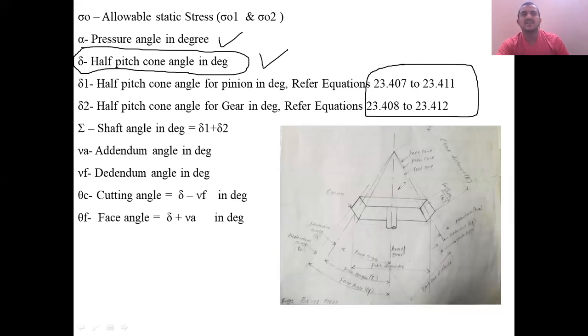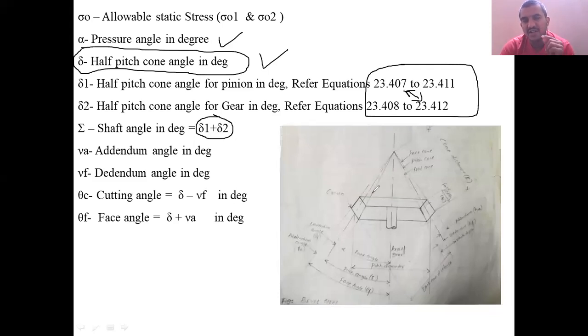Based on the shaft angle, you can use the equation from 23.407 to 23.412 for both pinion and gear. Now, what is the shaft angle? The shaft angle is the sum of the half pitch cone angles for the pinion and the gear.